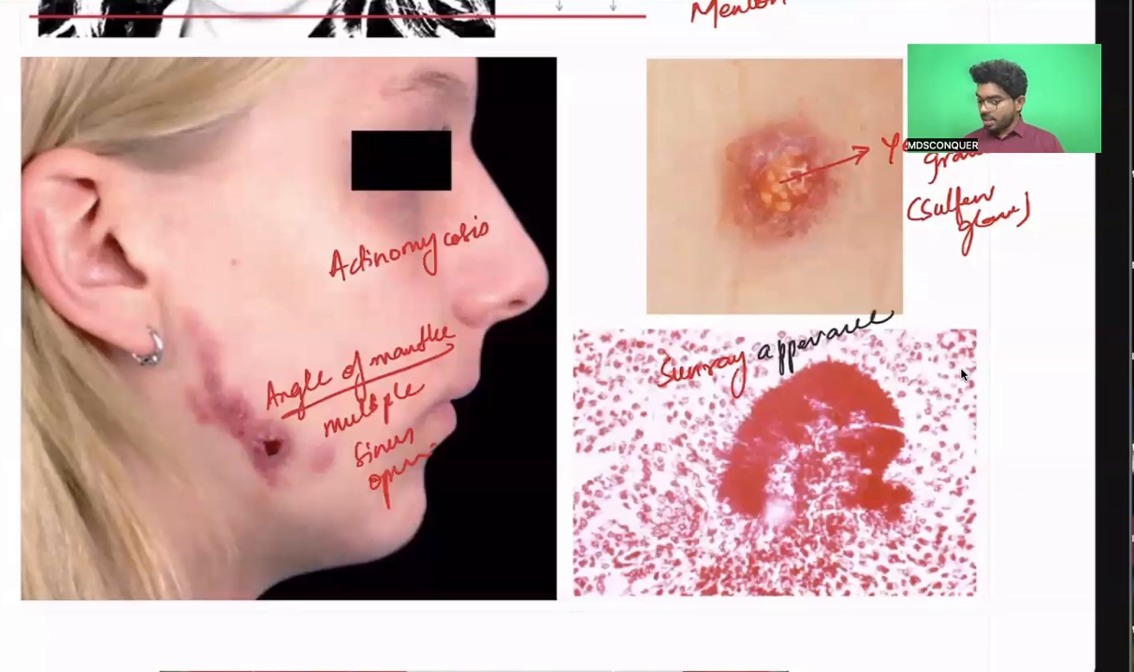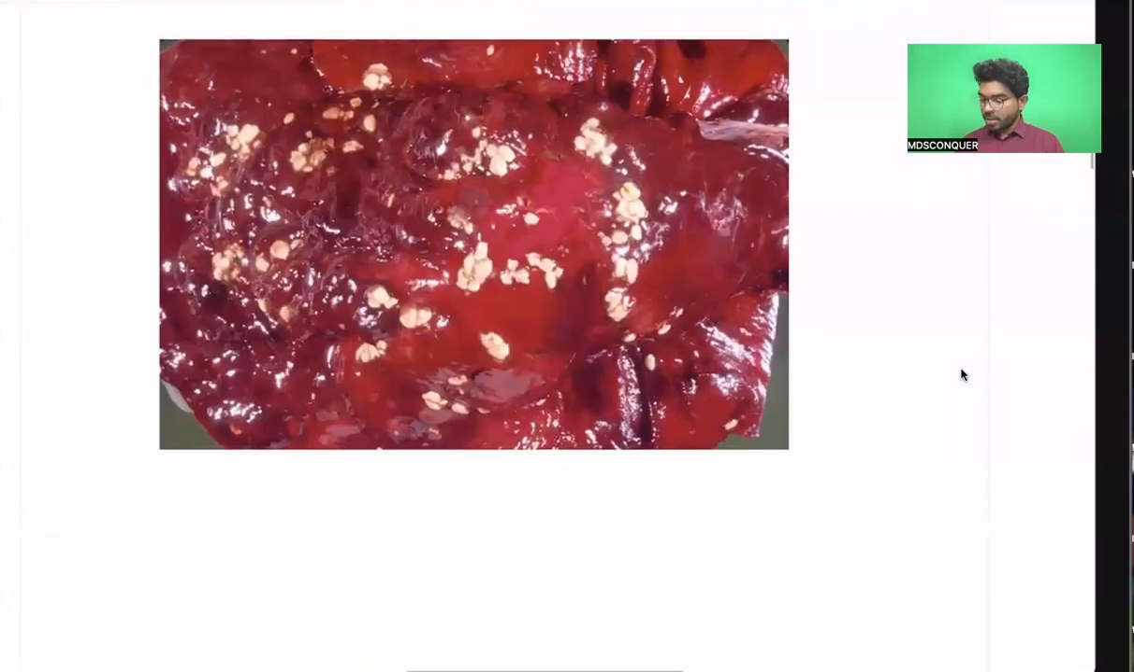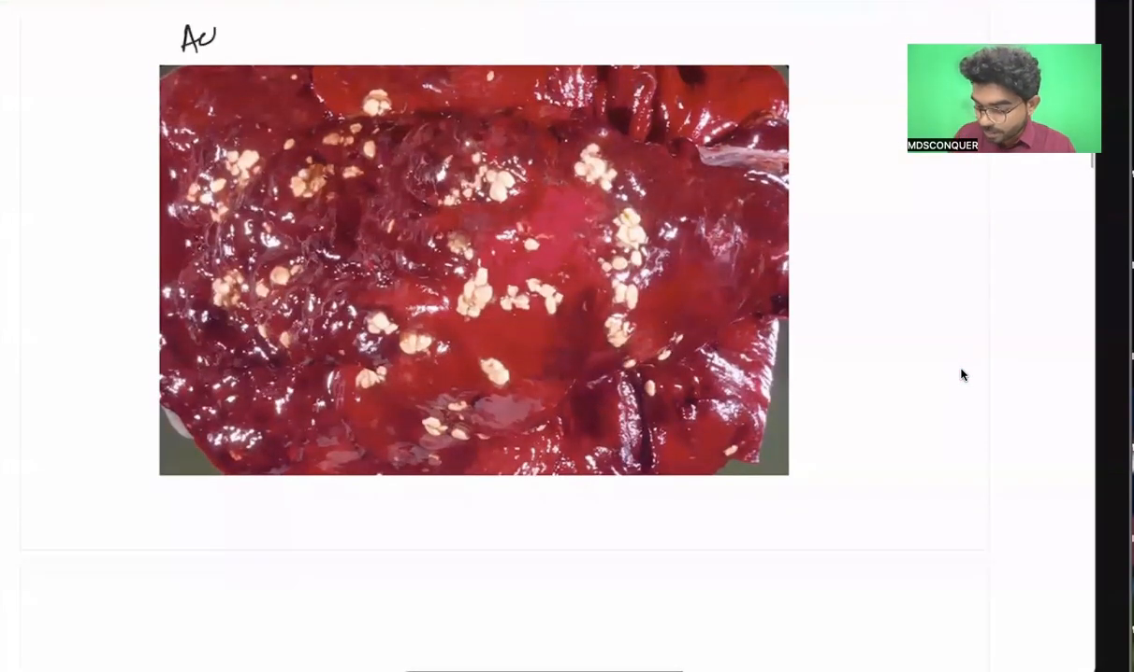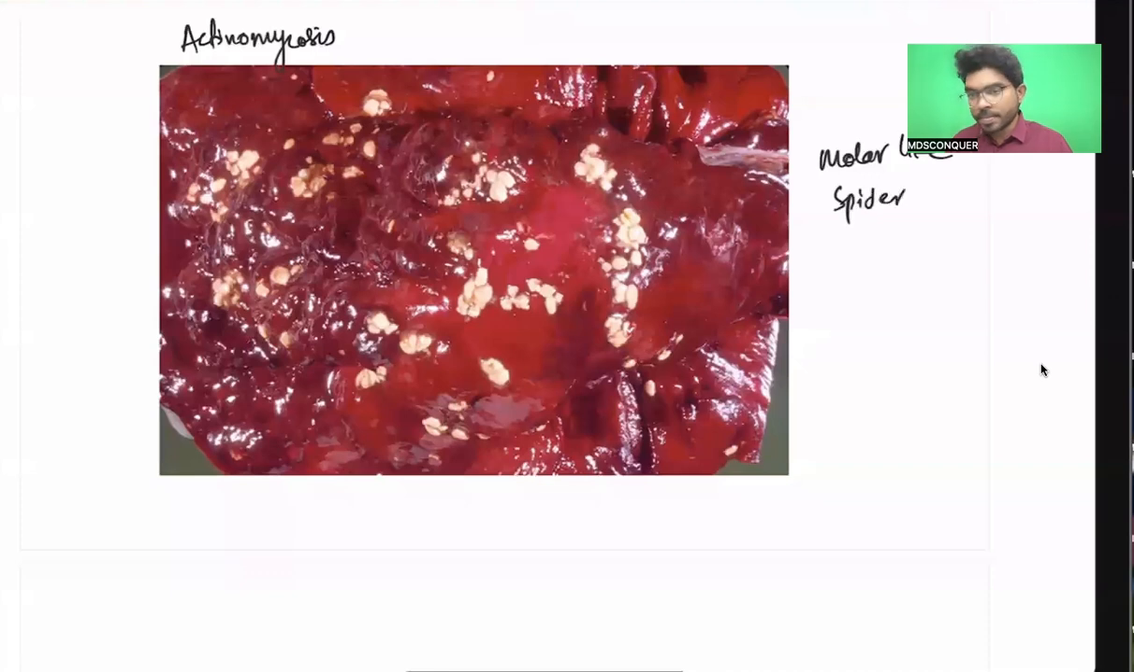And how will be the colonies in actinomycosis? Yes, one type of colonies, perfectly right, they are molar-like colonies. Can you tell me what are the other types of colonies? Yes, very good. One is molar-like colonies, second one is spider-like colonies.